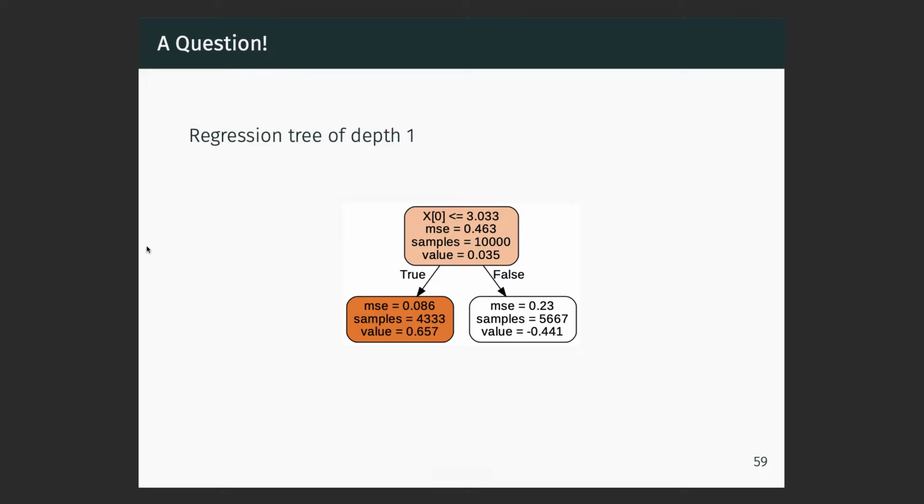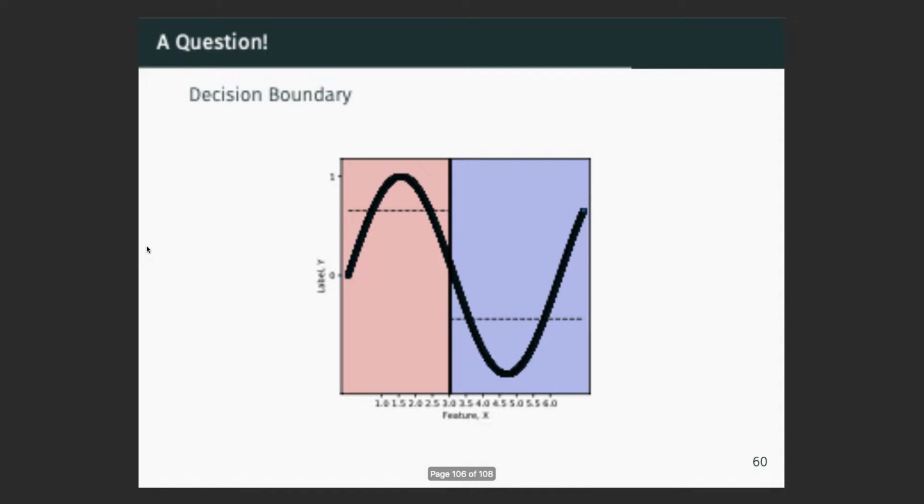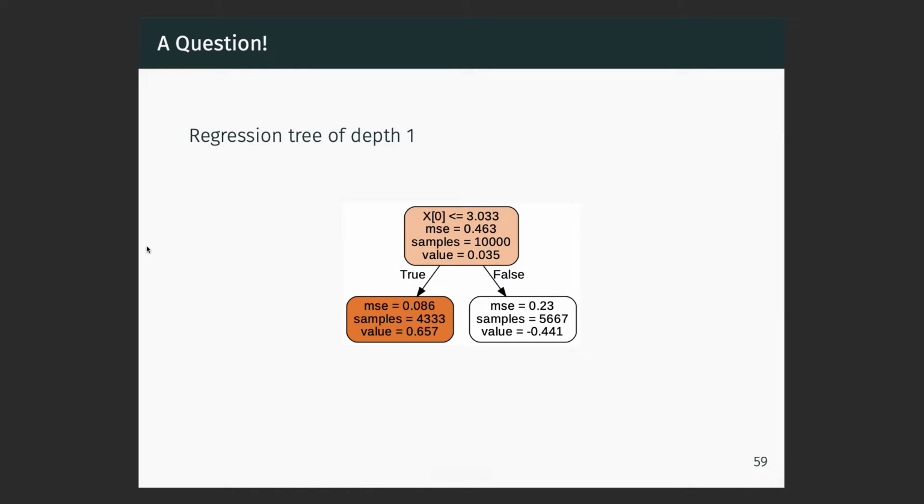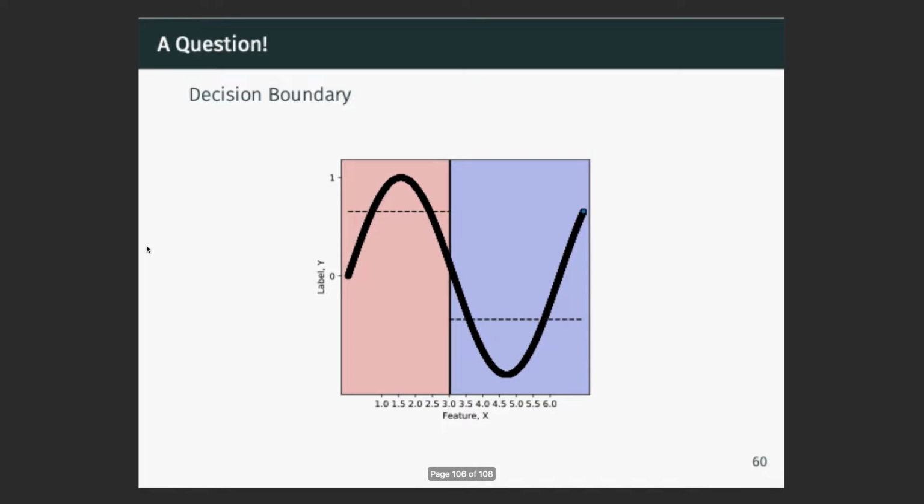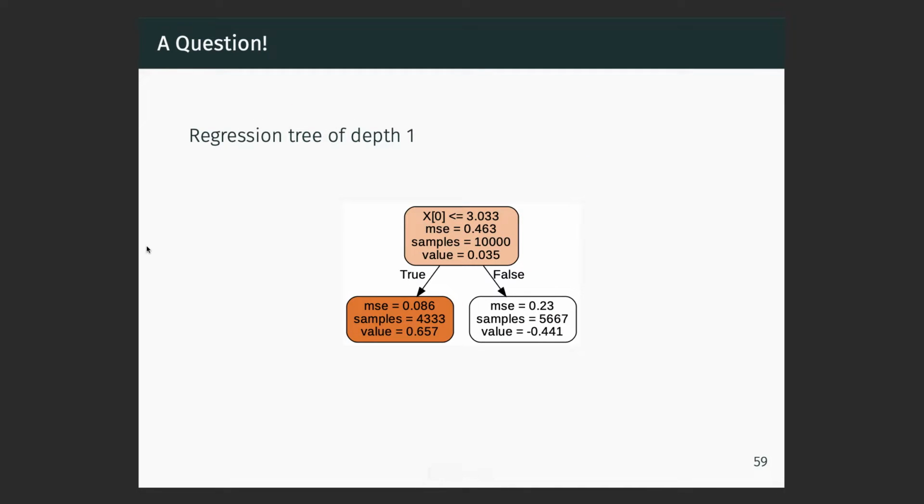It's not exactly pi because this was from 0 to 7 and not 2 pi. It turns out to be x less than or equal to 3.033. The decision tree at this point looks fairly rudimentary. It predicts the value of 0.657 for all values less than 3.03 and predicts a value of about minus 0.44 for all the values otherwise.